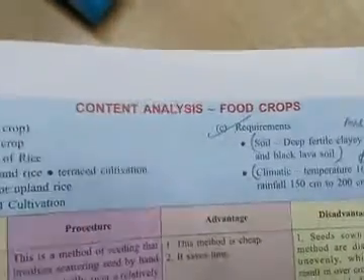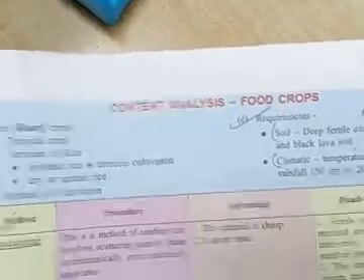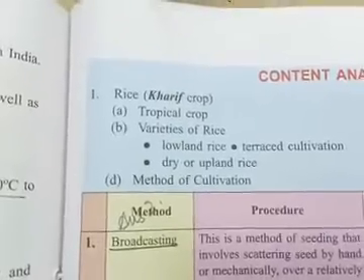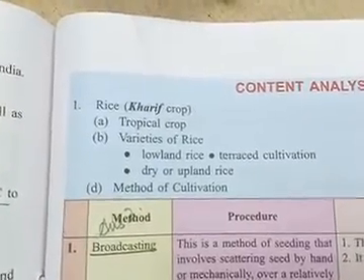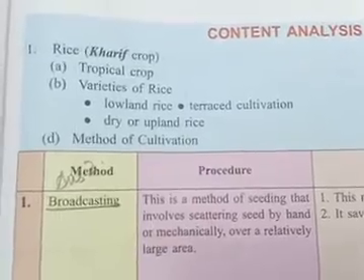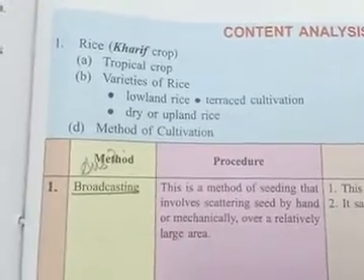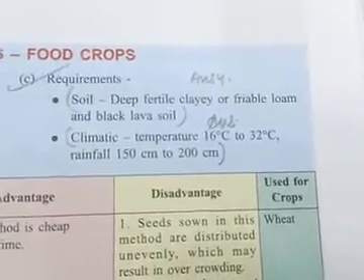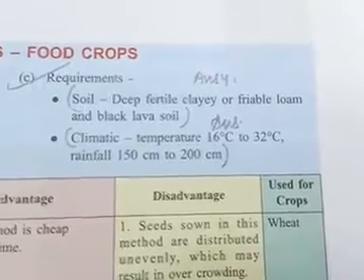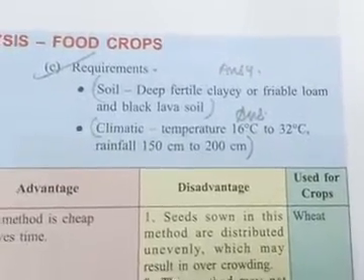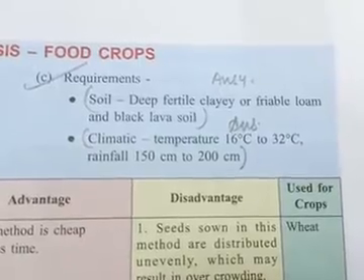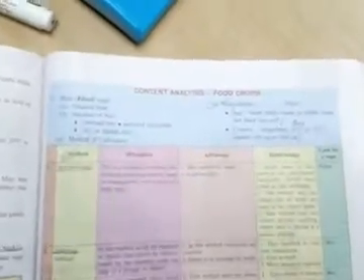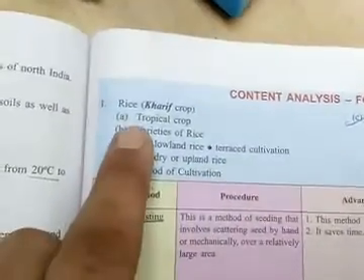Moving on, if I talk about the content analysis in brief, this is the most important point of the lesson, because you will get the brief idea in that. See, rice is a kharif crop. It is called a tropical crop as well, and the varieties of rice are lowland rice, where terraced cultivation, dry, and upland rice. As for requirements, soil should be deep fertile, clay and friable loam and black lava soil, and climatic temperature is 16 degrees to 32 degrees, rainfall 150 centimeters to 200 centimeters. So all in all, these 3-4 lines are the brief idea of the rice crop.